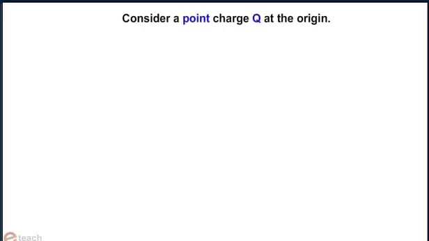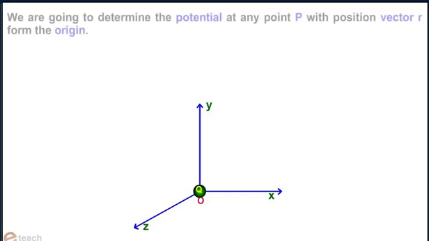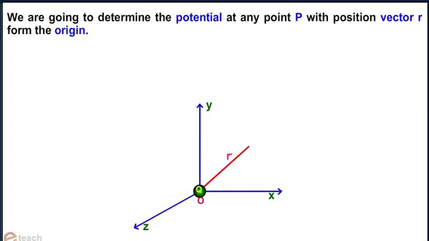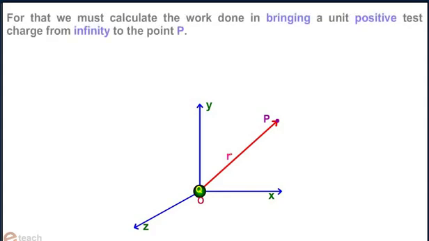Let us study potential due to a point charge. Consider a point charge Q at the origin. We are going to determine the potential at any point P with position vector r from the origin. For that, we must calculate the work done in bringing a unit positive charge from infinity to the point P.